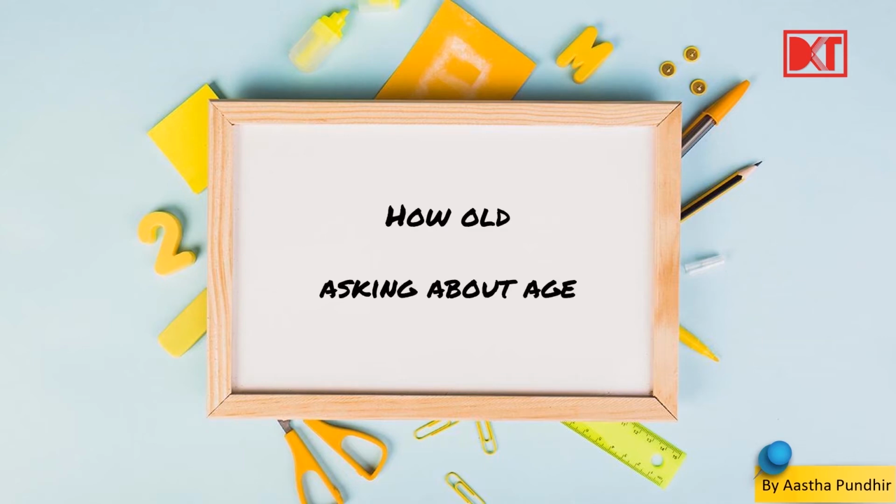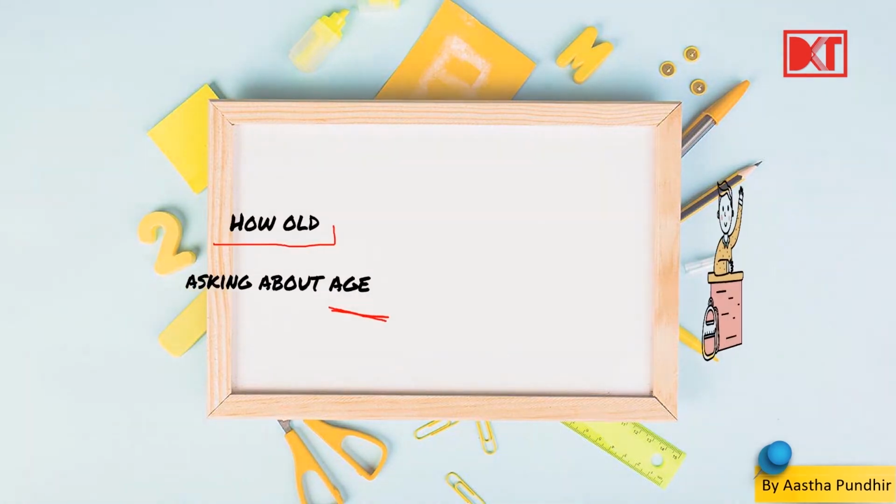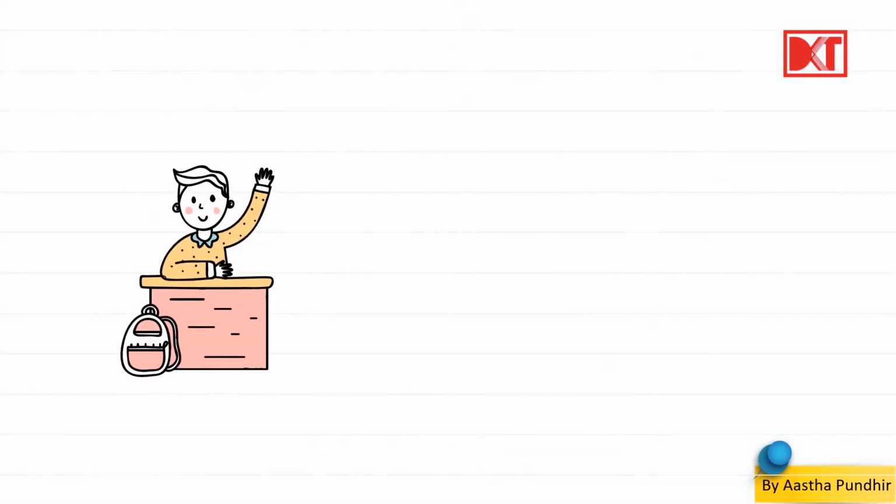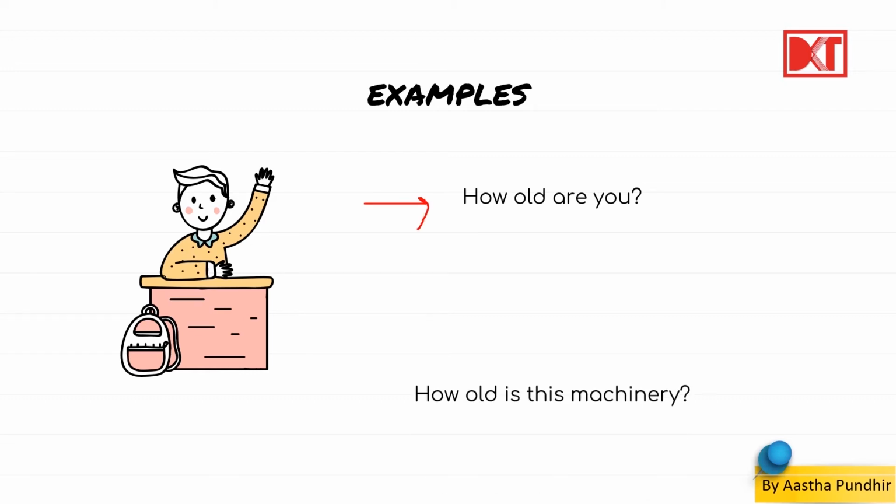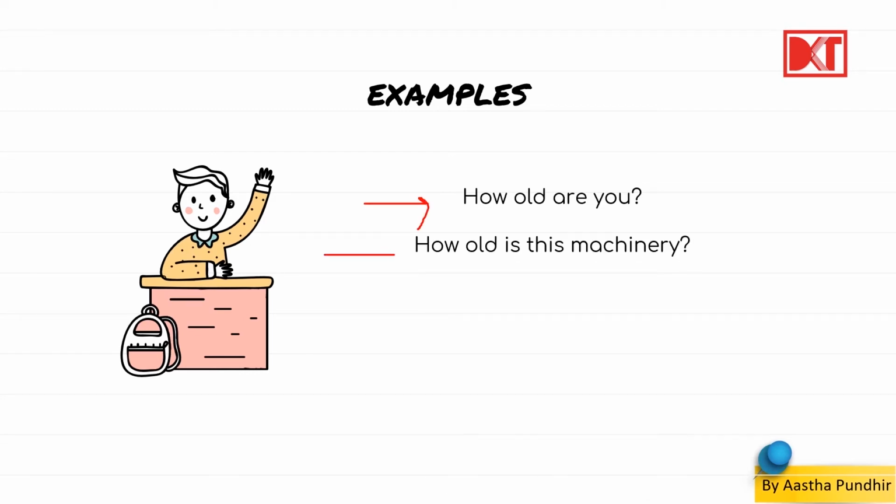Okay, next, how old? How old is used for asking about age. Like here, pretty simple examples. How old are you? How old is this machinery? Asking about the age of a person or a certain thing, like how old is this particular thing? How long has this been here? So in that way, asking about age.